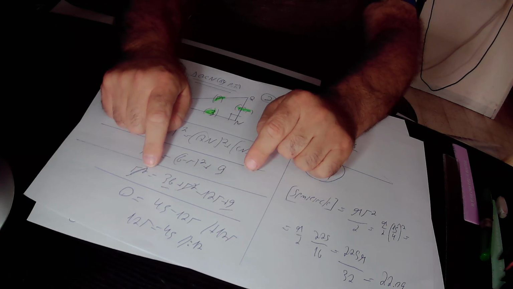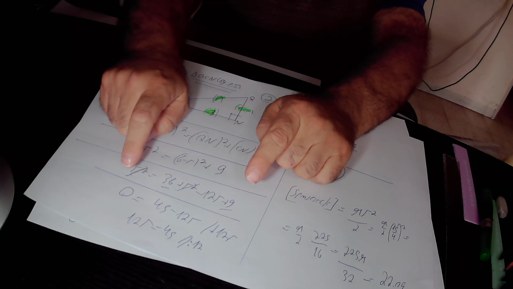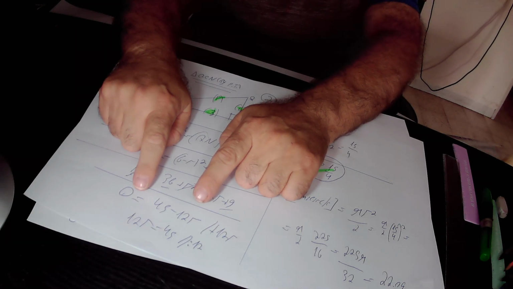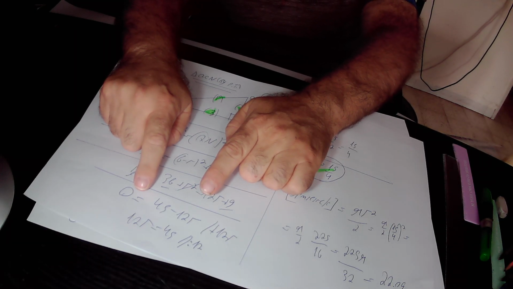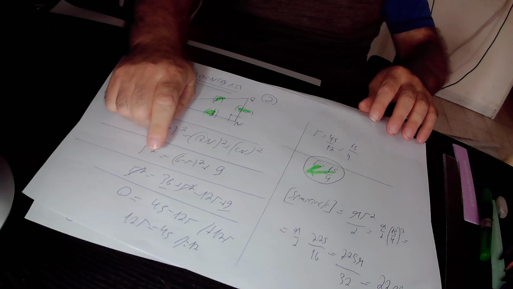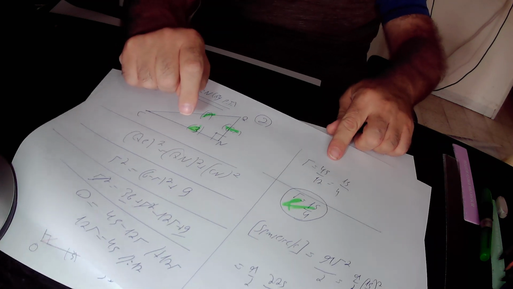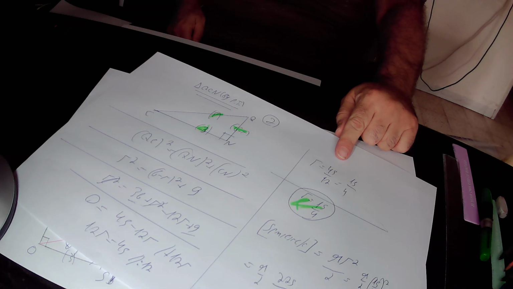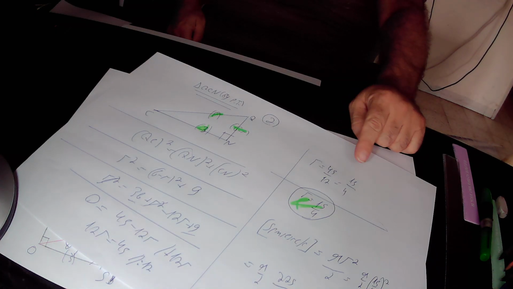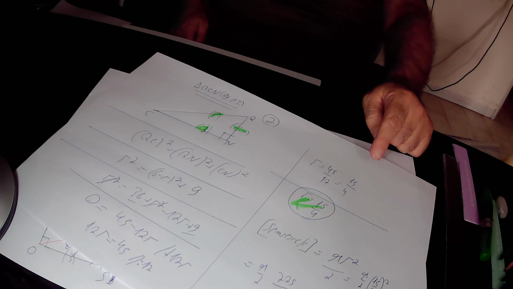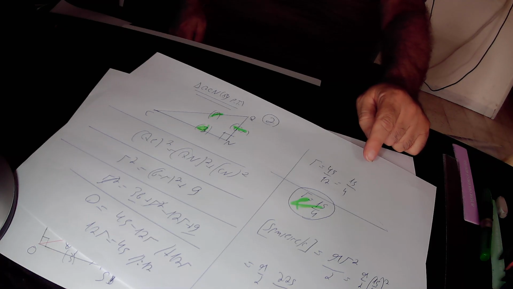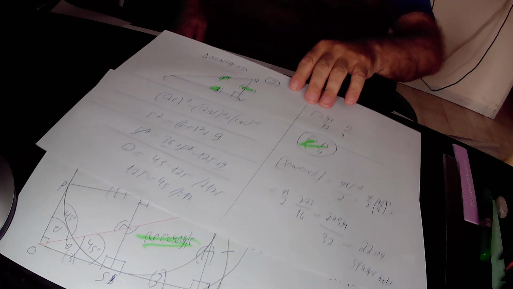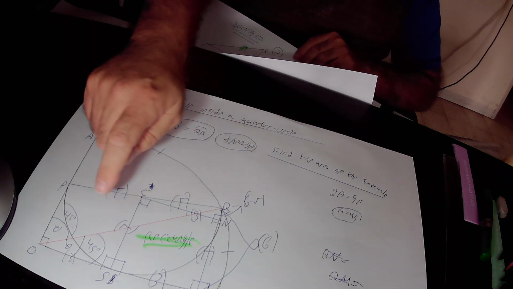We added 12R to both sides and found that 12R equals 45. Then we divided this equation by 12 and found that the radius of the circle equals 45 over 12. We divided both the numerator and denominator by 3. 45 over 3 is 15, 12 over 3 is 4. So in total, the radius of the circle equals 15 over 4 units in length. Our task is to find the area of this semicircle.